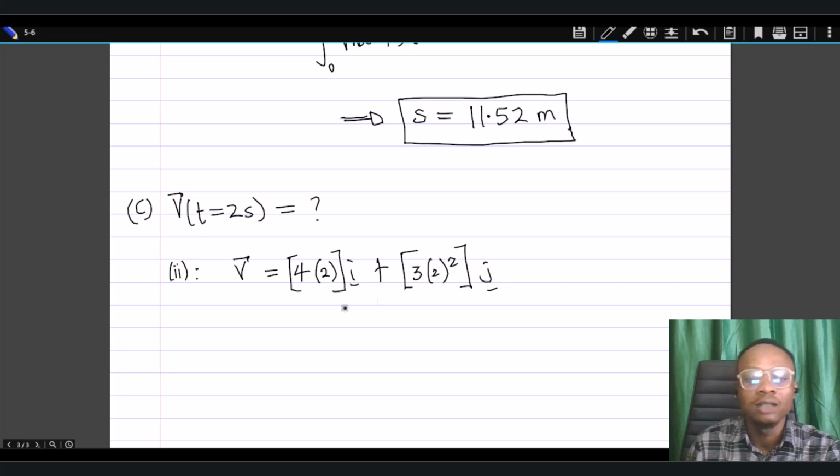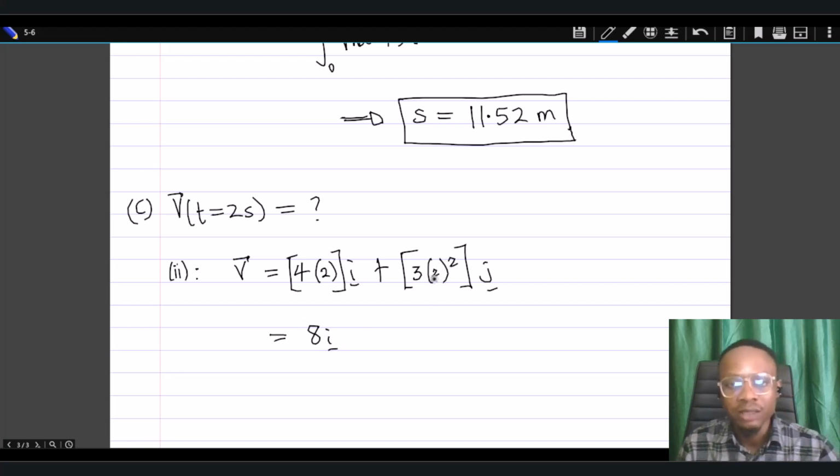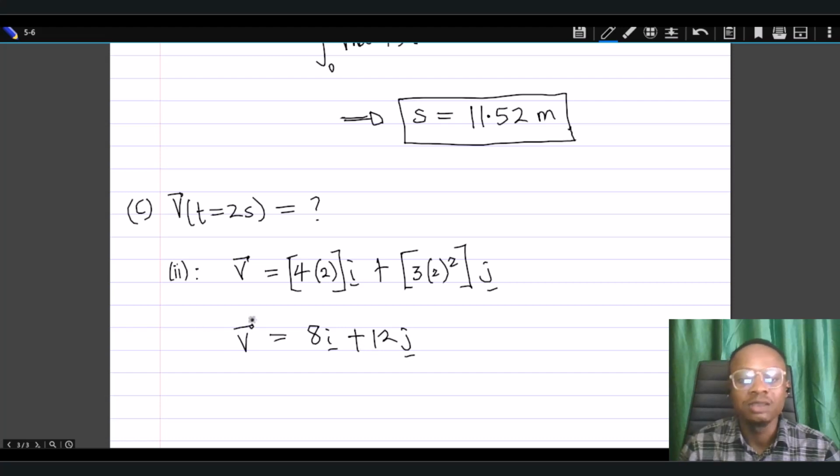And this gives us 8i, then plus 2 squared, that is 4. 3 multiplying 4, that is 12. So this is going to be 8i plus 12j. So that is the velocity at that instant.